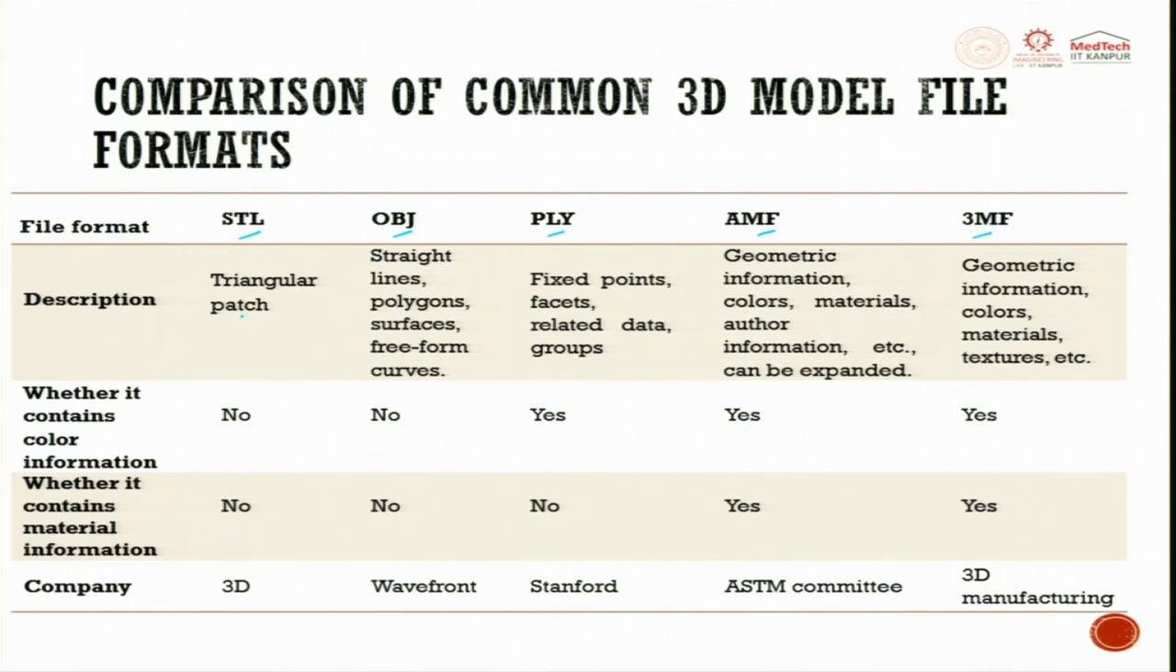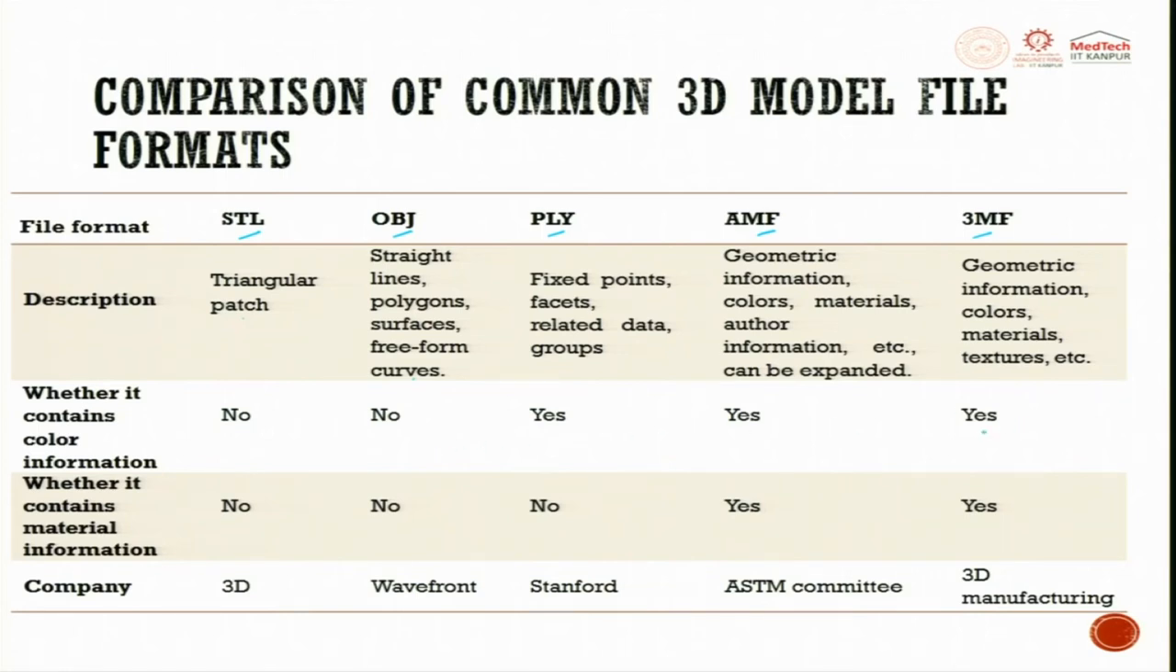So, here the description is triangular patches, here it is straight line, polygon surface, freeform surface. PLY: fixed point, facet, related data groups. AMF is geometric information, color, material, author information, etc., and can be expanded. 3MF is geometric information, color, material, texture, etc. Whether it contains color or not: STL no, OBJ no, PLY yes, AMF yes and 3MF yes.